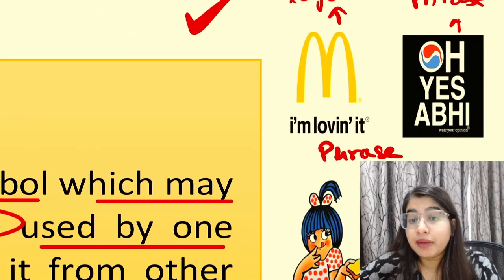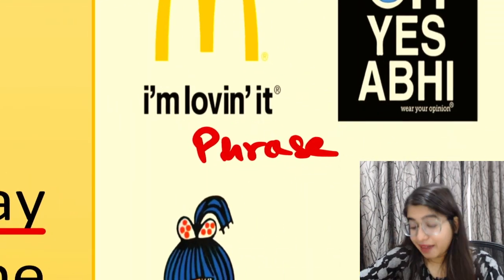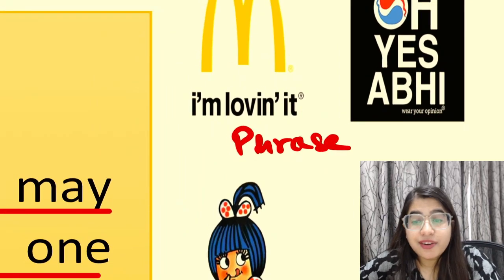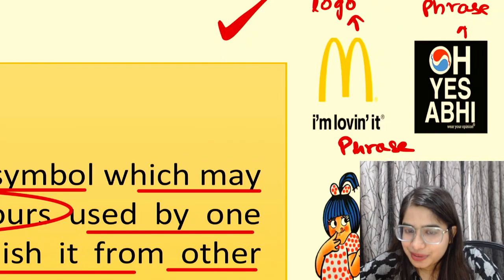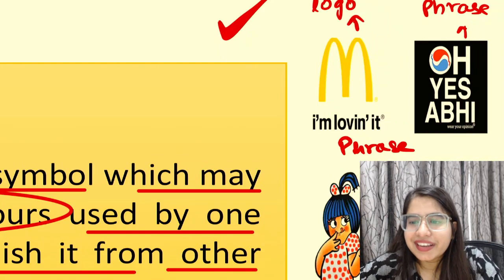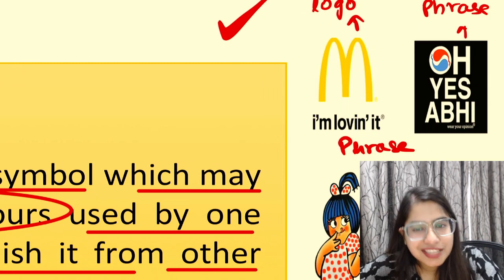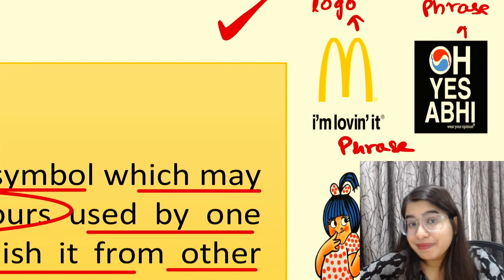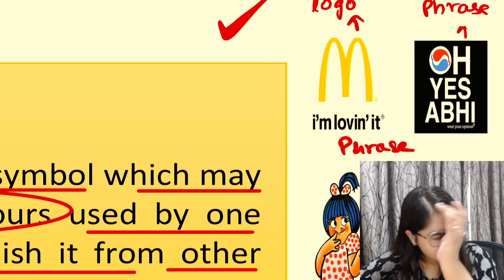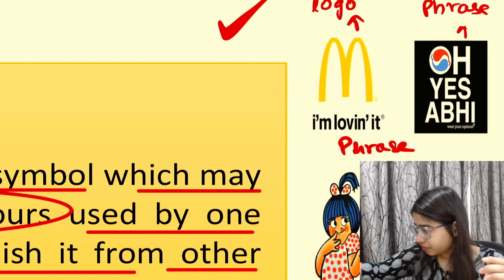Phrase can also be a trademark. McDonald's: I am loving it. This phrase can also be trademarked. Now if Burger King wants to use this phrase, can Burger King use it? No, Burger King cannot use this phrase, because this phrase is trademarked in the name of McDonald's. Are you understanding? Have you heard it? McDonald's, I am loving it. This comes in the ad also.